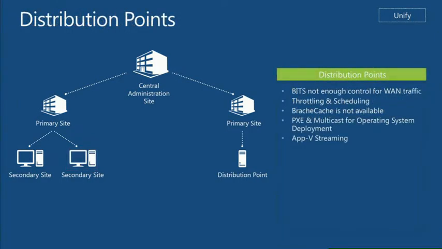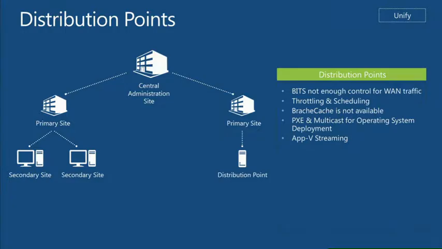Okay, distribution points. You look at these when things like BITS aren't enough. So you're concerned about just the content coming down to the client. So you have enough bandwidth to send status messages up, transfer all your policy back and forth, but maybe not enough to get your Office installs.